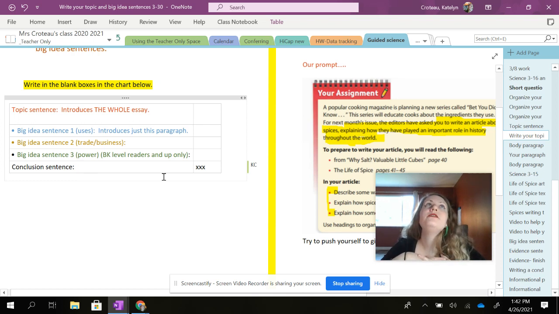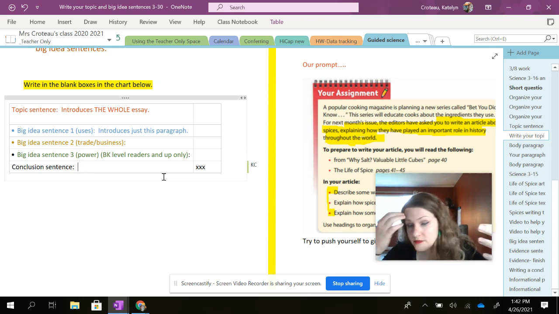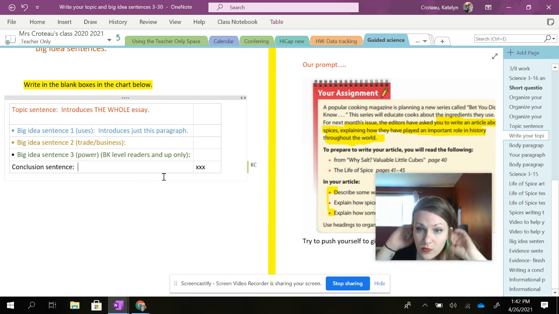and think, okay, if I could put all this in one word, what would I say? In conclusion, what? Well, look back and what were you trying to say? You were trying to tell about the history of spice, right? In conclusion, the history of spice, what? You could say the history of spice was fascinating, or the history of spice is a long and detailed one. I don't really like that, but I couldn't think of another one off the top of my head.